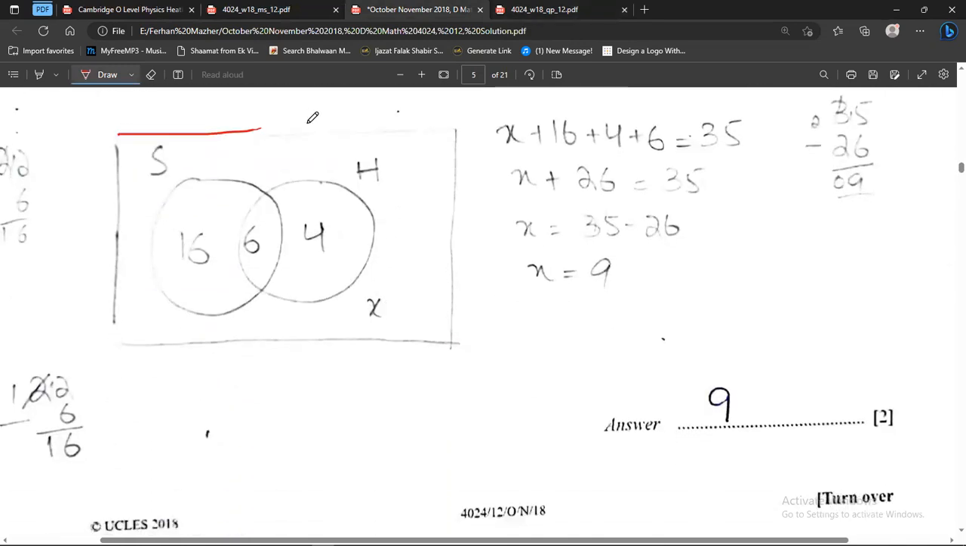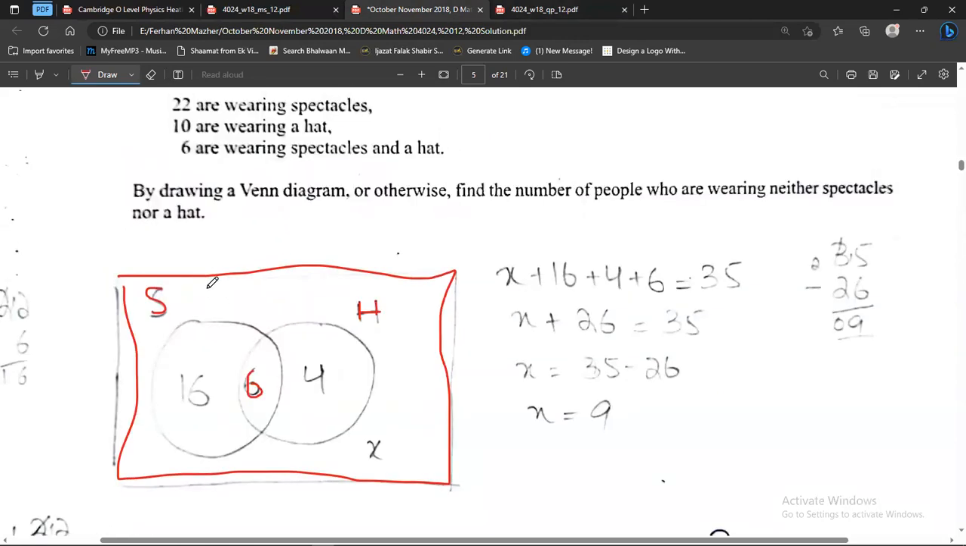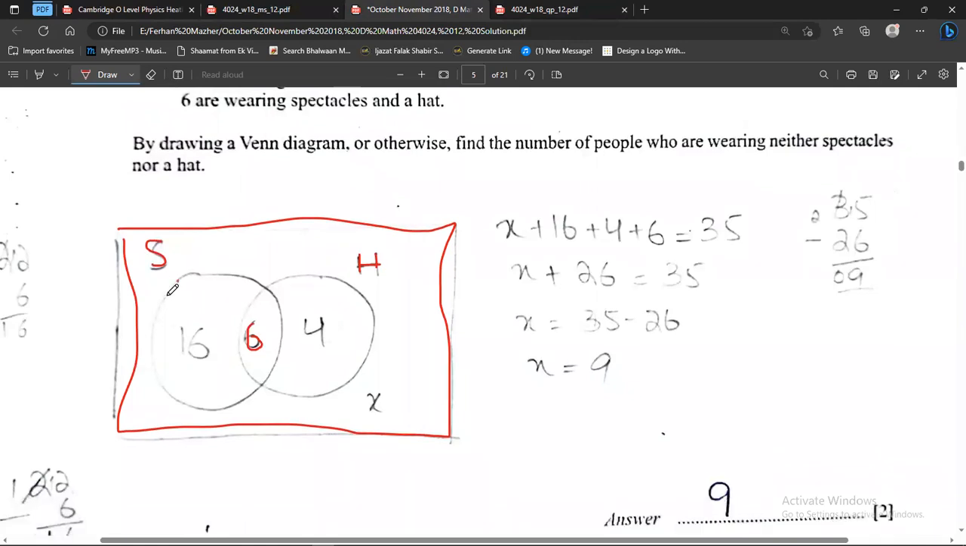I will draw here a Venn diagram, and you can see this rectangle. Here spectacles, here you have the hat, and here we have drawn 2 circles because 6 people are wearing both the things. So I have written 6 here. Because there were how many people? 22 people were wearing spectacles. So I will show you the 6 people are already here. So this will become 16. So you see 16 plus 6, that is 22.